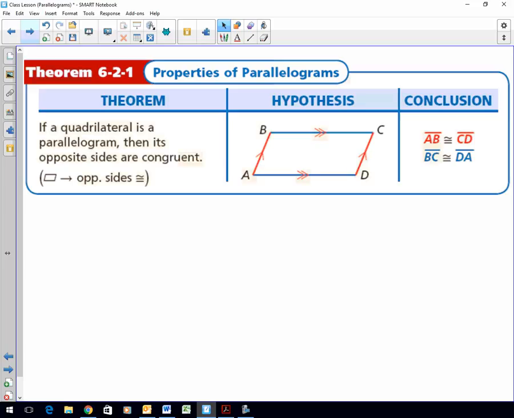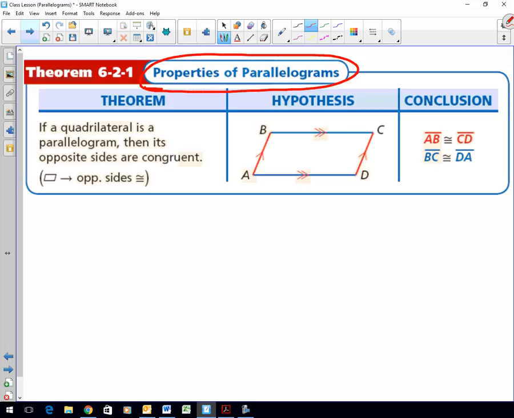Here, I think we just talked about this, but let's make sure we got it. One of the properties of a parallelogram: not only are the opposite sides parallel, they are also congruent. Write that down. In a parallelogram, the opposite sides are congruent.